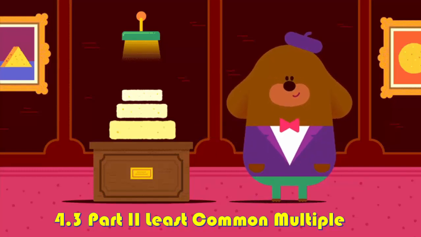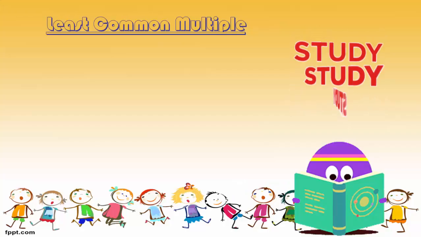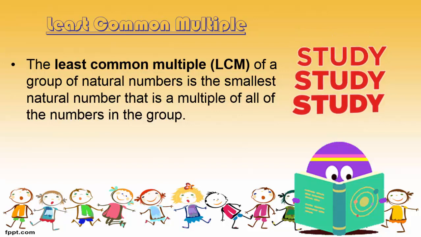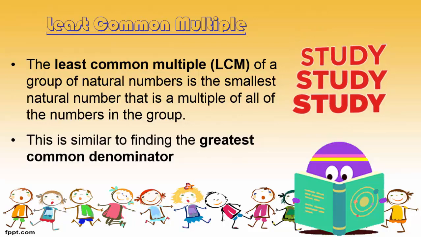Hello everybody, welcome to chapter 4.3 part 2, the least common multiple. The least common multiple, LCM, of a group of natural numbers is the smallest natural number that is a multiple of all the numbers in the group. This is similar to finding the greatest common denominator.